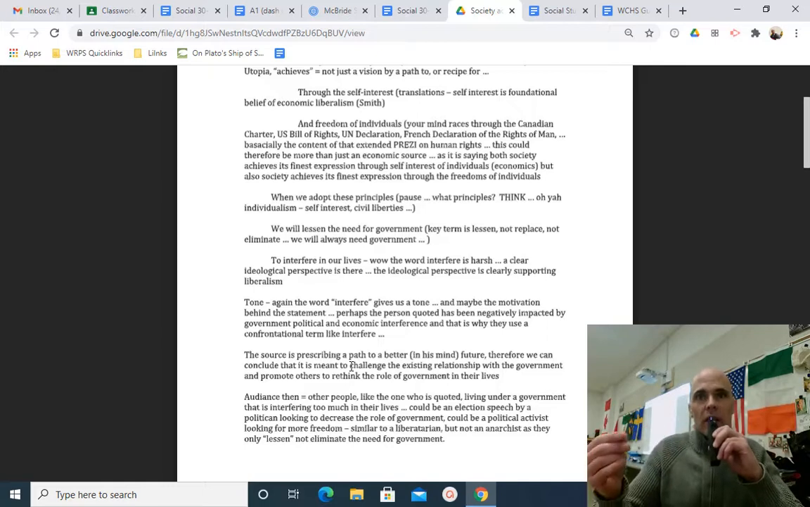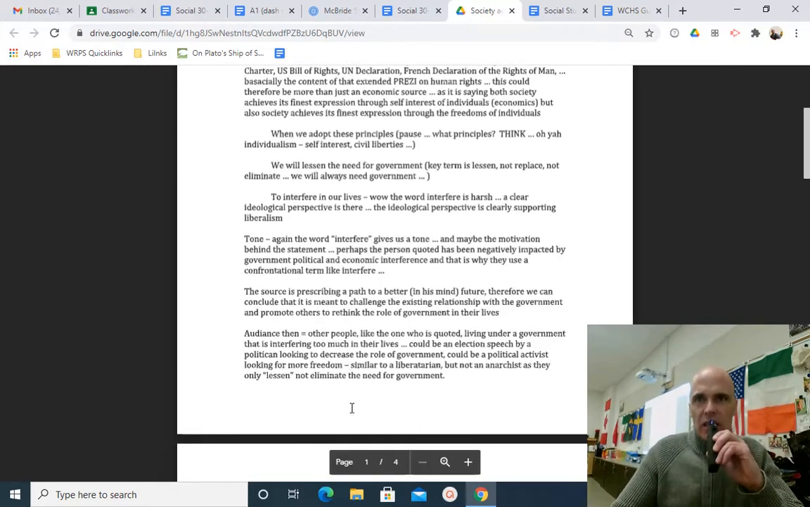So there's a tone here. Again, the word interfere gives us a tone and maybe the motivation behind the statement. Perhaps the person quoted has been negatively impacted by government political and economic interference, and that is why the person quoted uses a confrontational term like interfere. The source is prescribing a path to a better, in his mind or her mind, future. Therefore, we can conclude that it is meant to challenge the existing relationship.